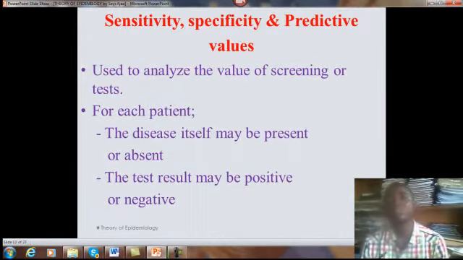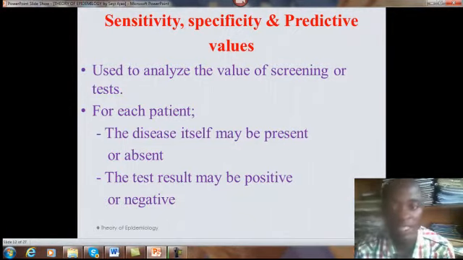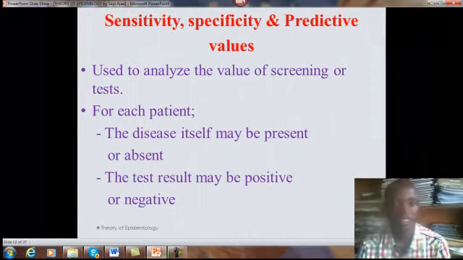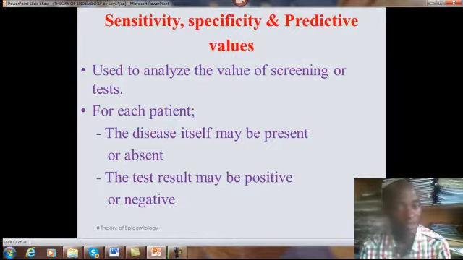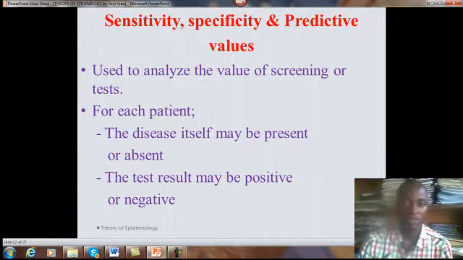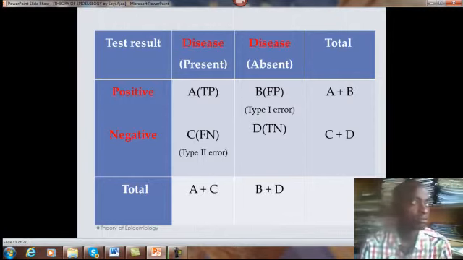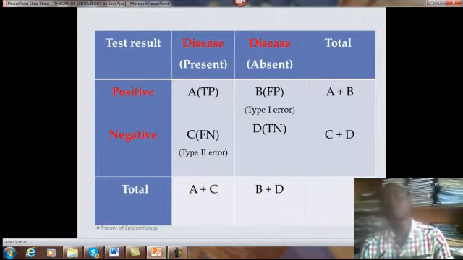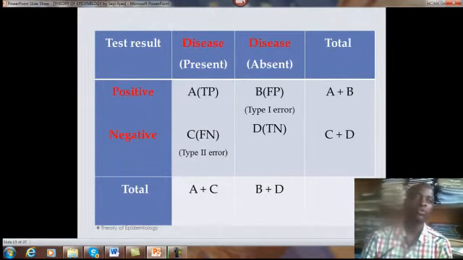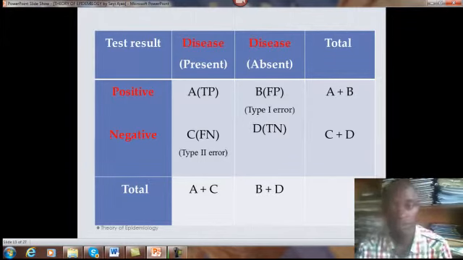Then we have sensitivity, specificity, and predictive values. We use these to analyze the value of a screening or test. For each patient, the disease itself may be present or absent. The test result may be positive or negative, either of the two. So this is a contingency table summarizing specificity, sensitivity, and predictive values. This table describes what you are about to do. How would you obtain the sensitivity, specificity, and the predictive values?